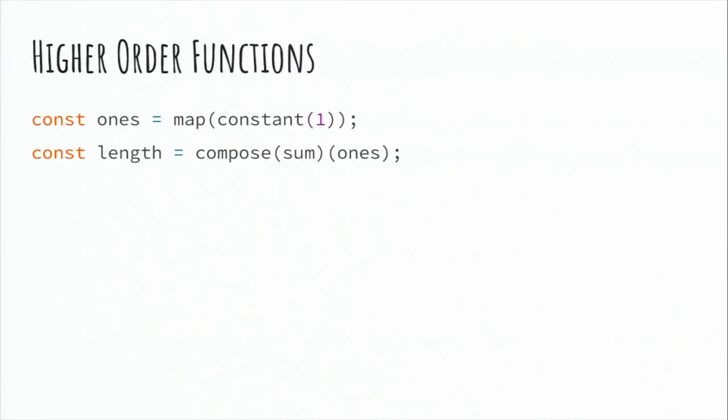So let's use these as well. We'll create a function called ones. So this does a map of constant 1. So constant 1 is a function that always returns 1. And a map of that function will take a list and turn all the elements into ones. And then we have a length function, and that's just the composition of turning stuff into ones and then doing a sum.